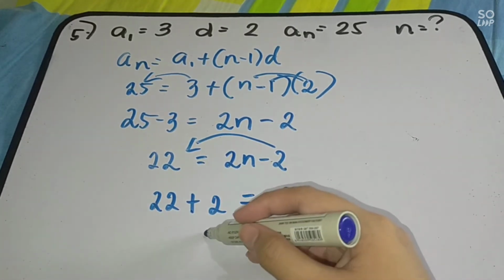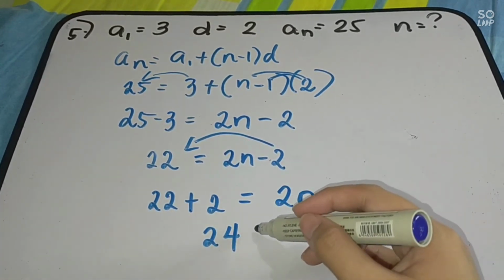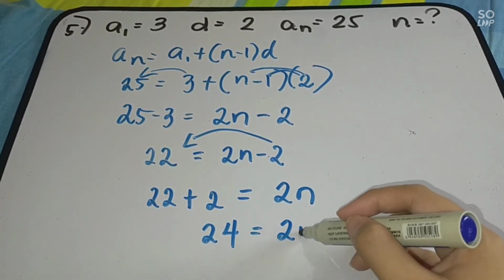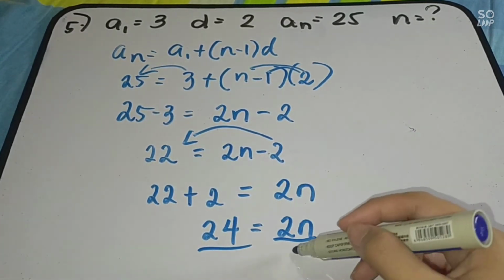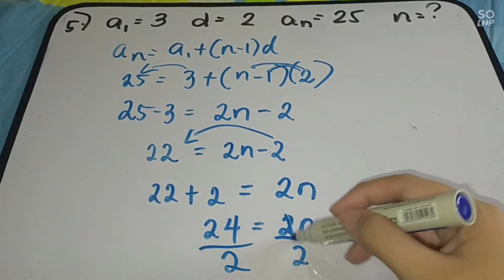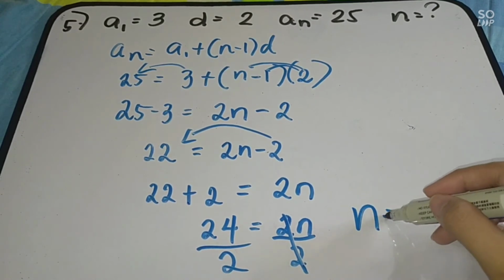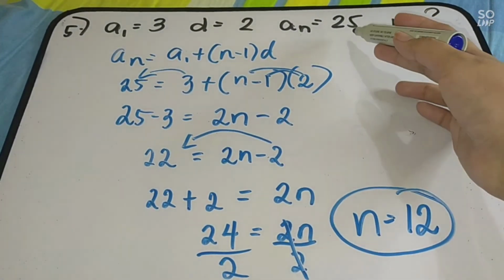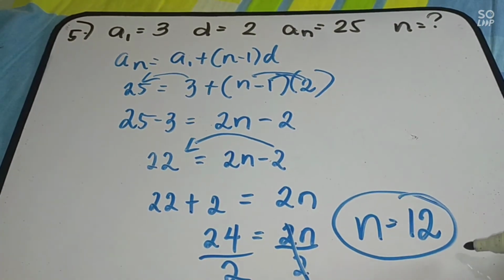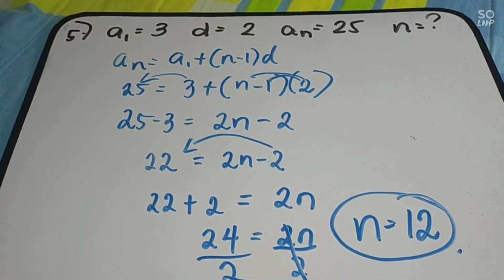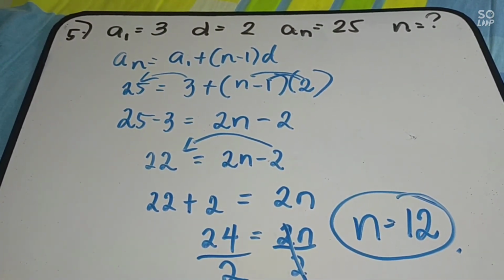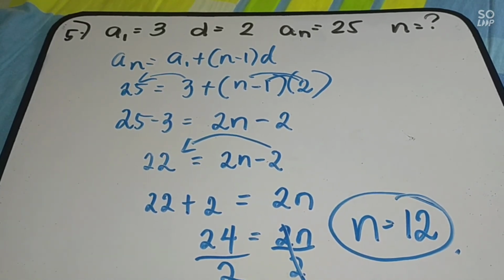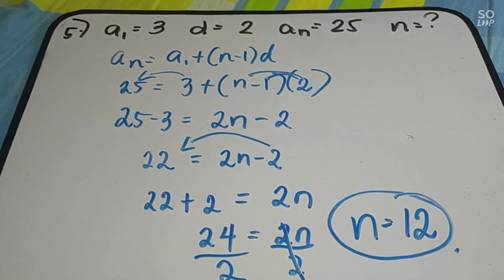Then, 22 plus 2, the answer is 24. So, it is equal to 2n. Then, divide both sides by 2. By 2, cancel mo yung 2. Therefore, your n, we have here 12. Meaning, si 25 ay pang 12th term. Is it clear? So, that is how will you find for the missing common difference and the number of terms of the given arithmetic sequence.